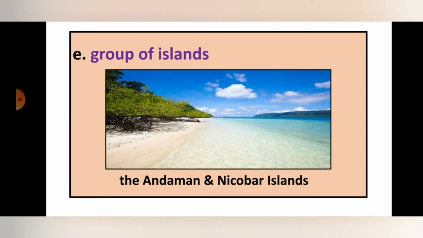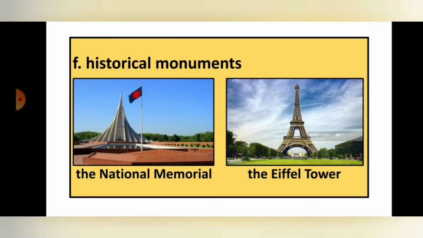Then number E is group of islands, and from this picture you can see 2 islands actually. One is Andaman and another one is Nicobar Island. The 2 islands are together here, that's why we call it together. Okay, from this picture, the Andaman and Nicobar Island is a name of island. So before this name of island we have to use the.